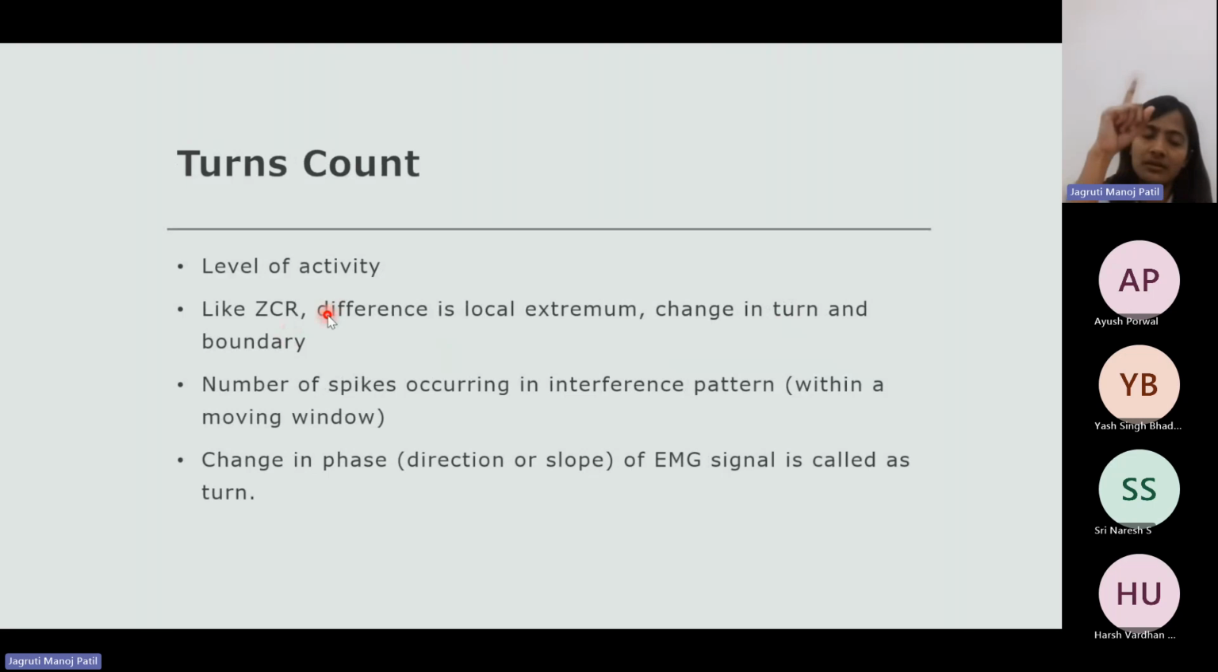Here also we take the derivation, because through that you get an exact idea of how many turns are being counted. But even if you don't do that and find all the maximum peaks, you will also get the turns count. The physical definition for that is the number of spikes occurring in an interference pattern within a particular moving window. So this doesn't apply over the signal length or the entire duration of the signal. A change in phase we notice through the direction or the slope of the signal, and that is called a turn.